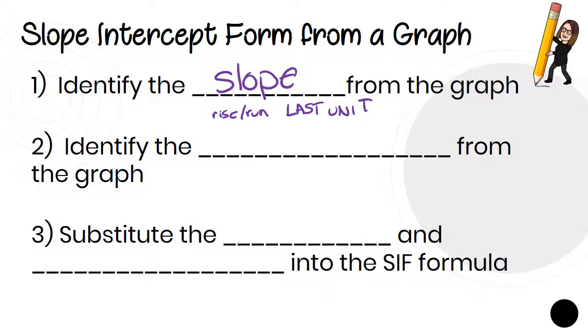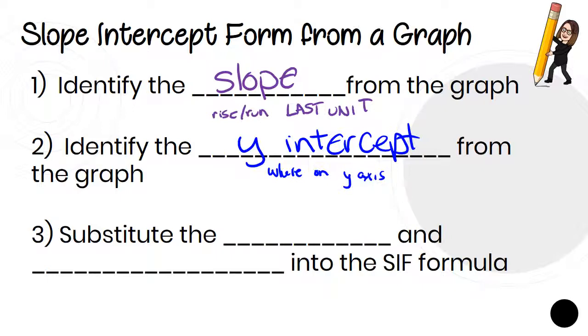Next, you're going to identify the Y-intercept. Remember, we're looking for where it is on the y-axis. Next, you're going to substitute the slope and the y-intercept into the slope-intercept formula, hence its name. So once you know those two numbers, we're going to plug them in.